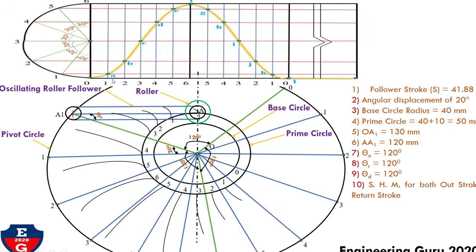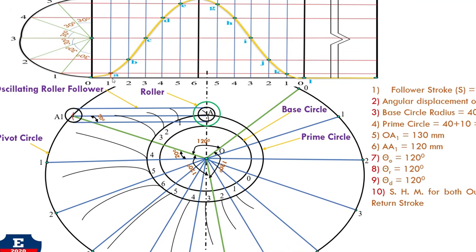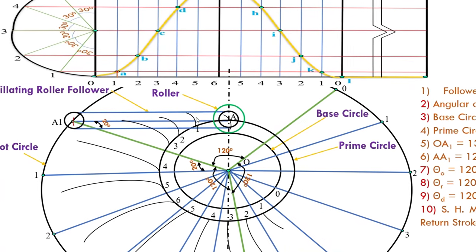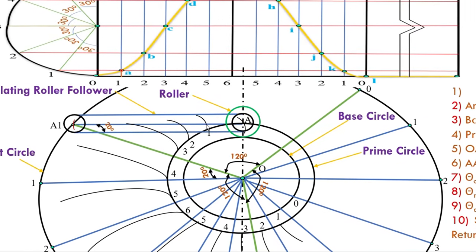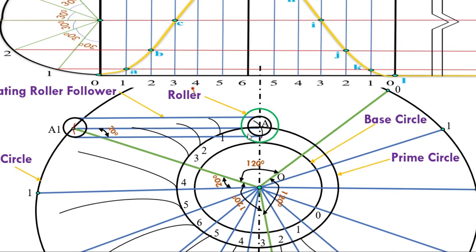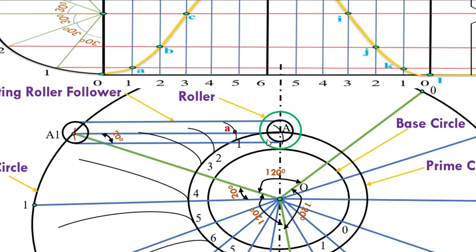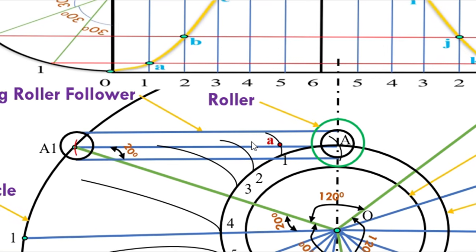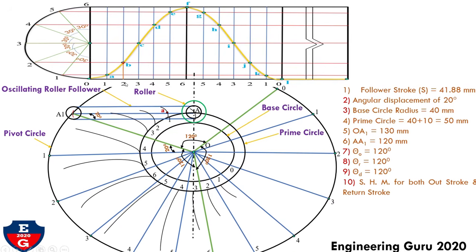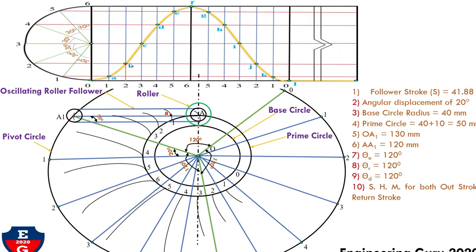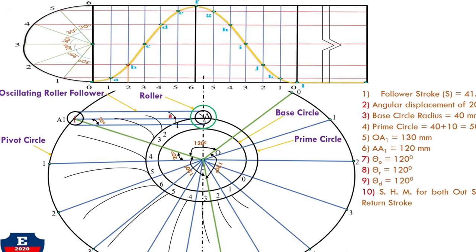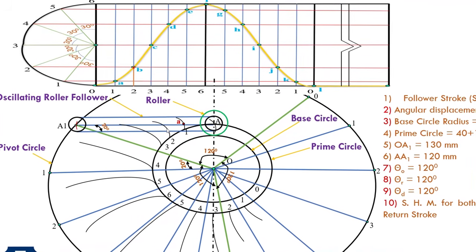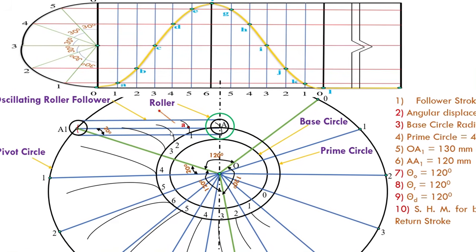Now take the radius 1 to A from the displacement diagram and, on this arc 1, with the help of a compass, draw an arc here and locate the point A. Now next, radius 2 to B with the help of a compass. Set the radius from 2 to B. Draw an arc here and locate the point B.